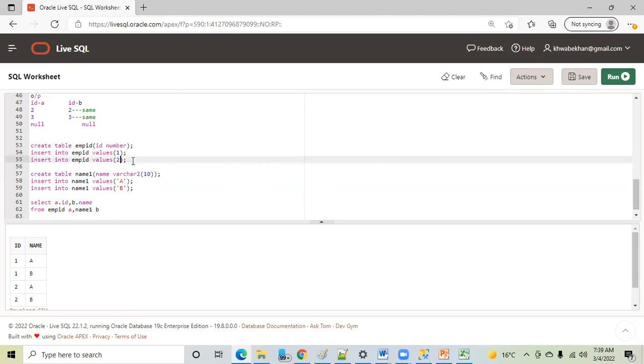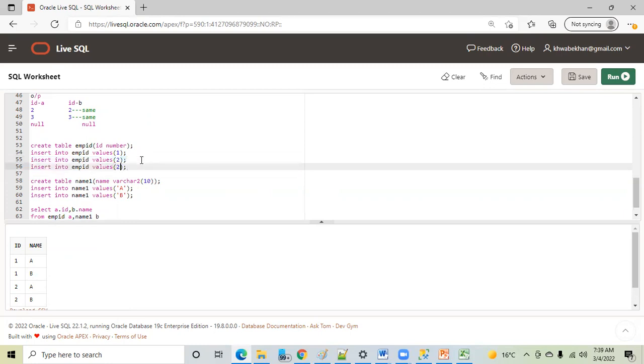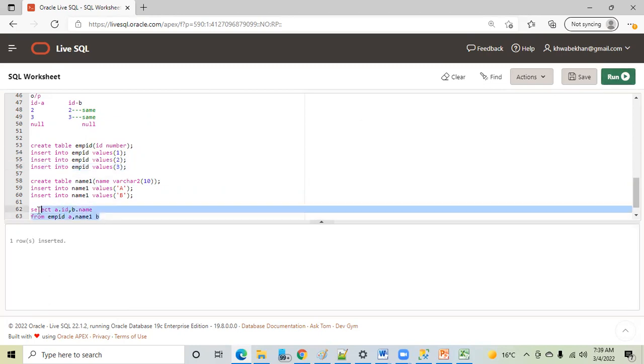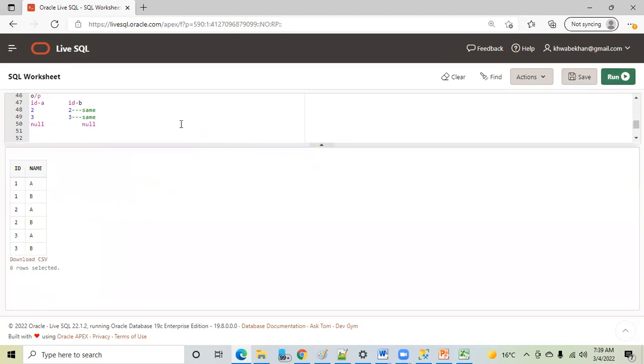Then you start with 2. 2 is mapped with A, you got 2A. 2 is mapped with B, you got 2B. Is this clear now? Yes, it's clear. So we'll see one more example. I inserted one more record. Now I'm running this. What is happening here? Ritesh, what is happening?